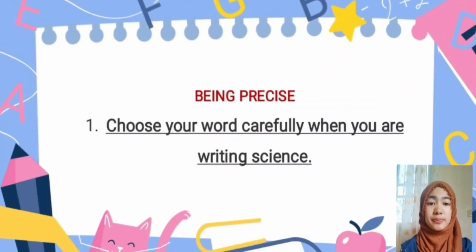Lastly is being precise. So choose your words carefully when you are writing science. There are some words that are misused scientifically, so we have to be cautious about this. An example of this is the use of because and since. Because is used when you are referring to the cause or the reason of an outcome. Meanwhile, since is used when you are referring to the passage of time.